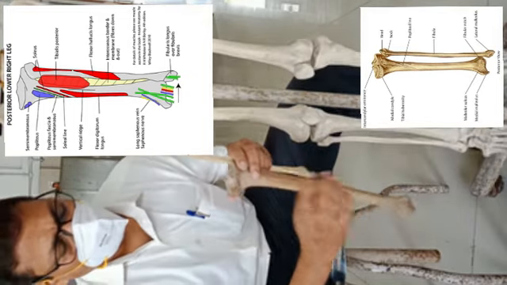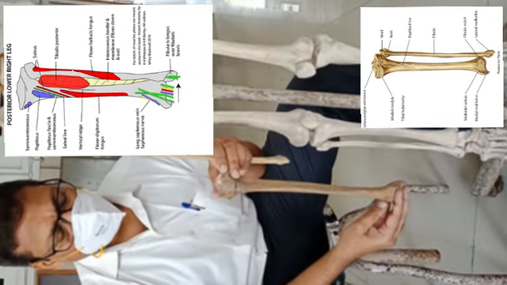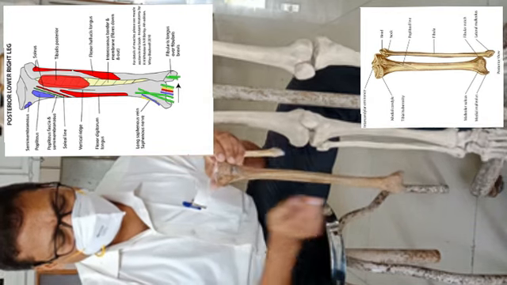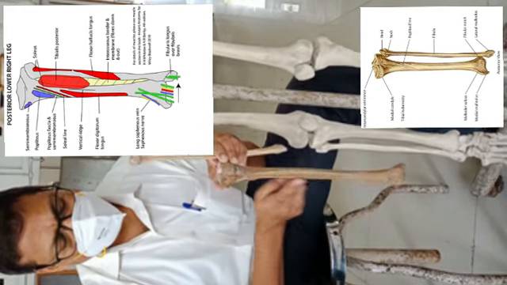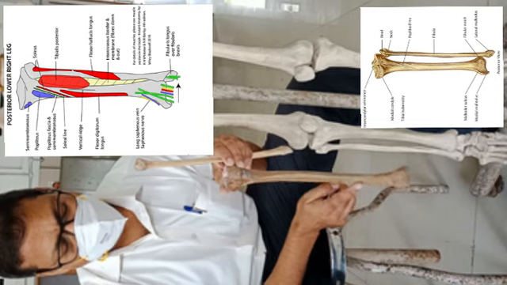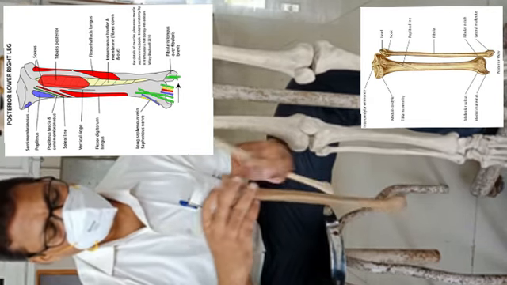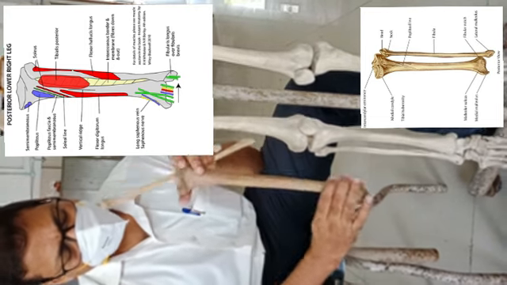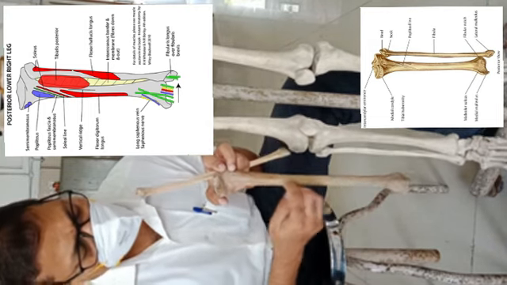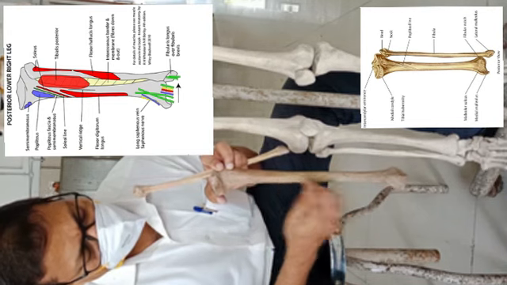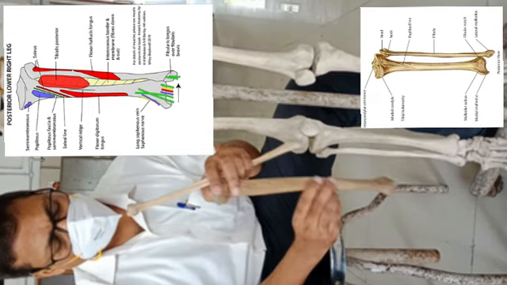So we have seen the tibia. This was the anterior border. This was the lateral border or interosseous border, and this is the medial border. So this is the medial surface, lateral surface, and posterior surface. In the posterior surface, we are getting a vertical crease, a vertical line. So this is the right sided.